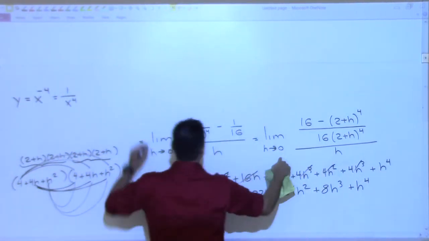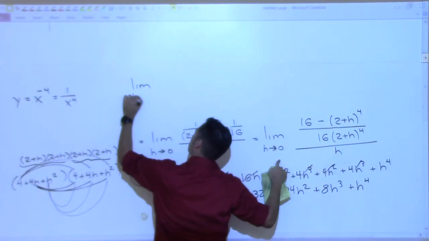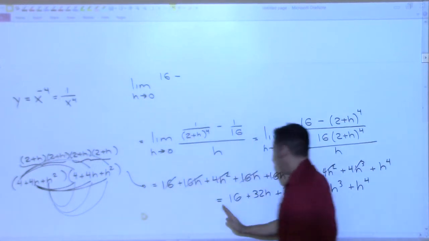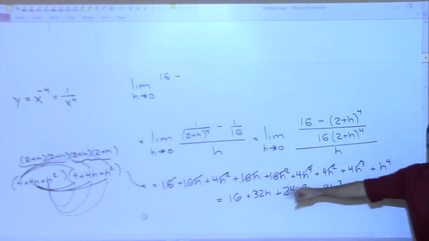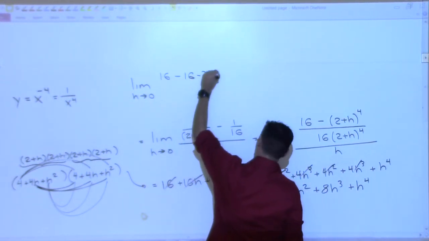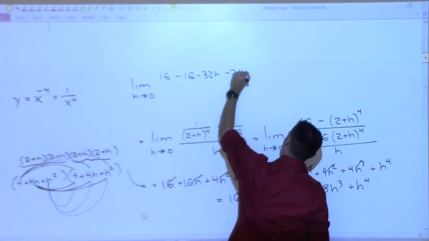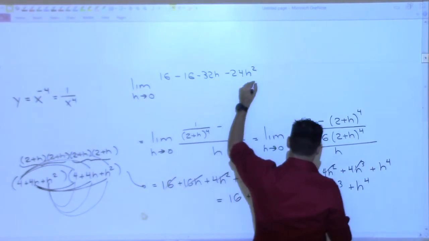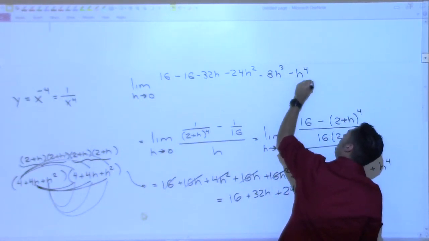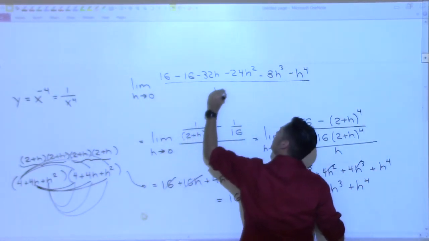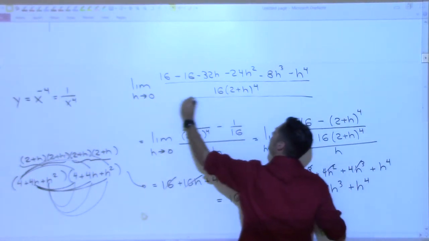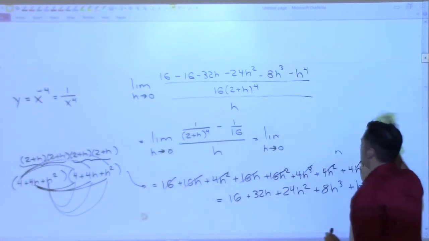So now back to the limit. I need to take the limit as h goes to 0 of 16 minus this, right? So that means each of those gets a minus sign. Minus 16 minus 32h minus 24h squared minus 8h cubed minus h to the 4th, all over the common denominator, 16 times 2 plus h to the 4th, all over h. And you see something good happens up on top?